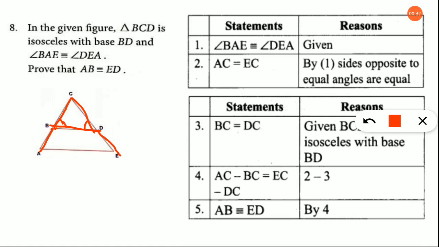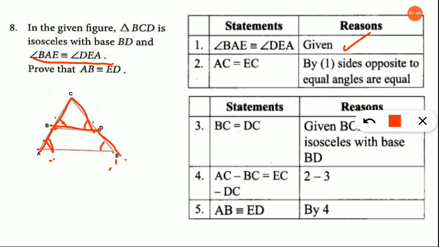Okay, and then the next hint they are giving us is BAE. This angle B, A and E is also congruent to D, E and A. So therefore now we know these two angles are the same and these two angles are also the same. Okay, so first you are going to write this and write it as given. Next one, AC is equal to EC, because they are having the same angles here, therefore the line will also be the same.